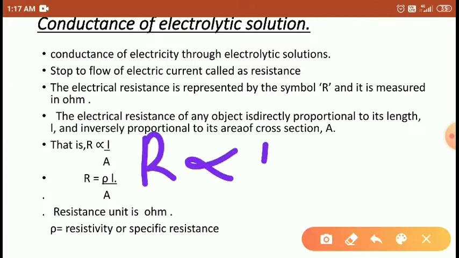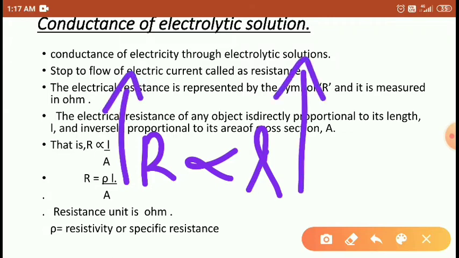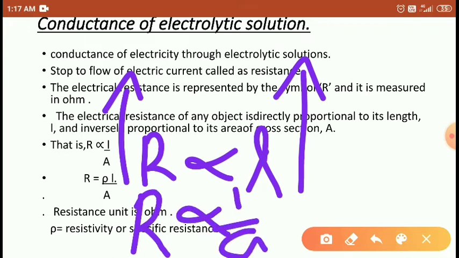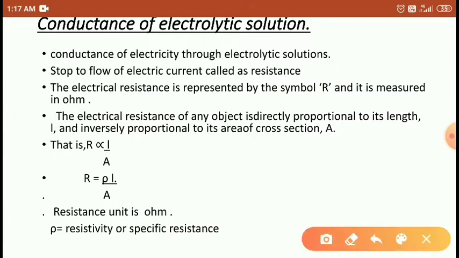directly proportional to the length. Resistance increases by increasing the length between the electrodes. Resistance is inversely proportional to the area of cross section. Right, students? So combining both equations, we get R is equal to rho L by A, and the proportionality constant is rho.